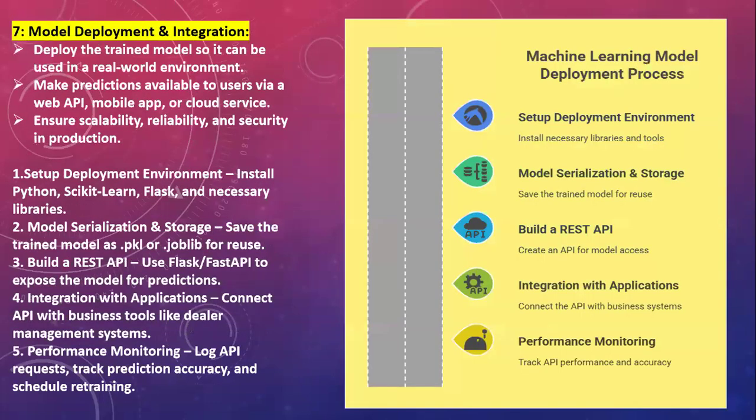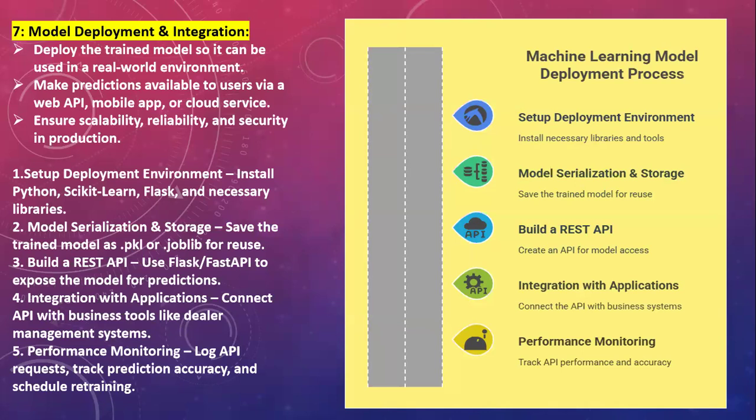After that, once we evaluate the model, we are going to deploy and integrate the model. By deploying the trained model, it can be used in a real-world environment, because the predictions need to be available to users via a web API, mobile app, or any cloud service. We need to ensure scalability, reliability, and security in production environments. These are some key tasks involved in model deployment and integration.